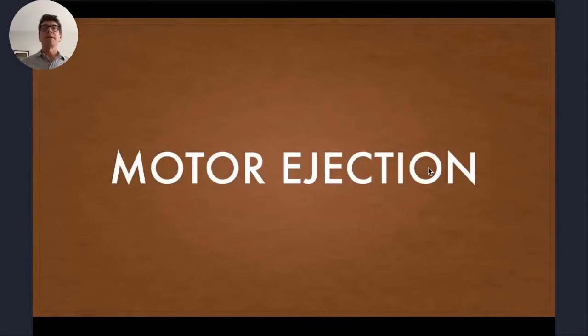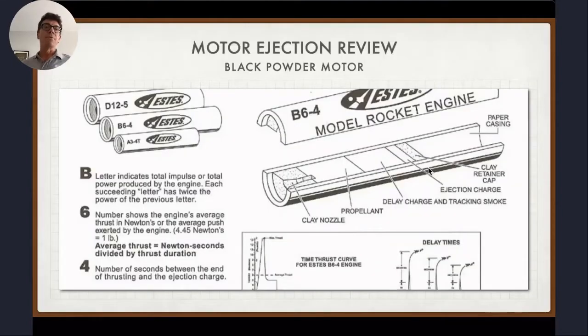So let's talk a little bit about how events happen. Let's start with motor ejection because that's something that everybody's familiar with. So here is your standard Estes motor. The propellant burns, sending gases out of the back during the powered flight phase. The delay phase burns when the propellant burns out. The delay charge starts burning, and that's what creates the time delay. And then when the delay charge is done, the ejection charge fires, and that's the event.